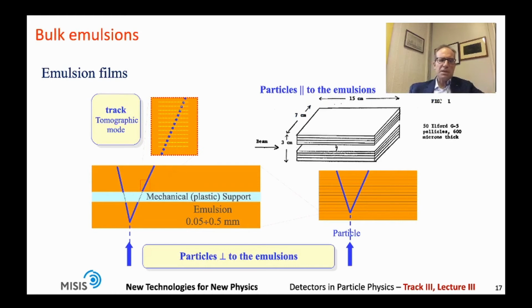So this is the implementation of a bulk emulsion. You put together one after the other emulsion films, and the particles are typically perpendicular to the emulsion, and most of the volume is a sensitive volume. You have only a little dead volume, which is the mechanical support structure. But normally most of the volume, let's say 90–95% of the volume, is made of sensitive layers. So you really see all what happens at the interaction point, and you use this as a visualizer detector.